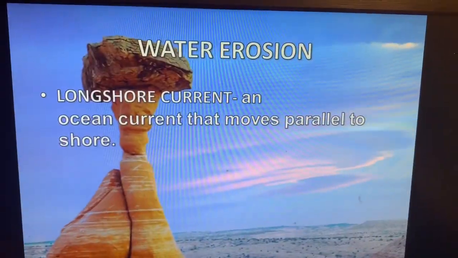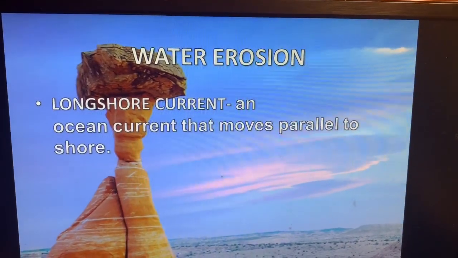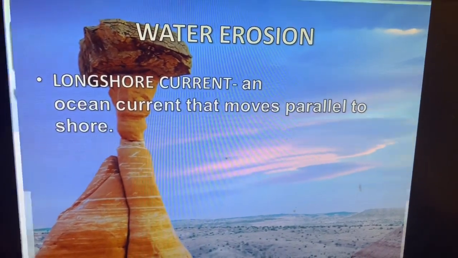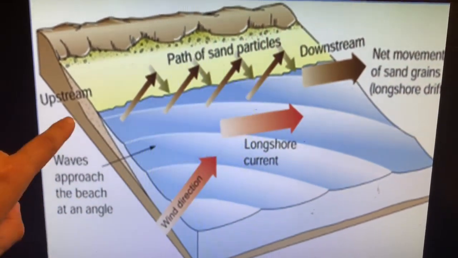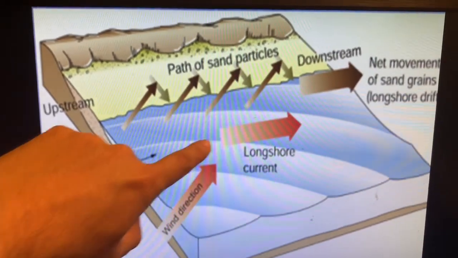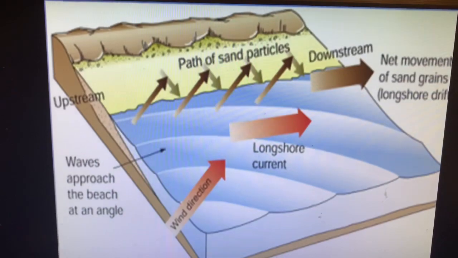Another type of erosion that we get is the erosion caused by what we call longshore currents. Now, longshore currents are ocean currents, usually caused by wind, that move parallel to the shore. If we're looking at this picture in front of you, here you have the beach right here, and here you have the longshore current moving this way, generated by the wind. You all understand this, we deal with this all the time.